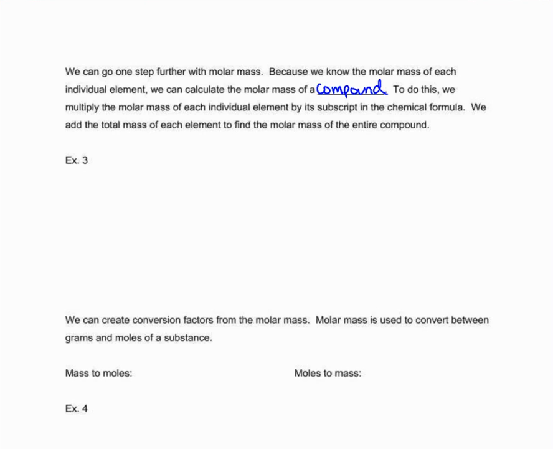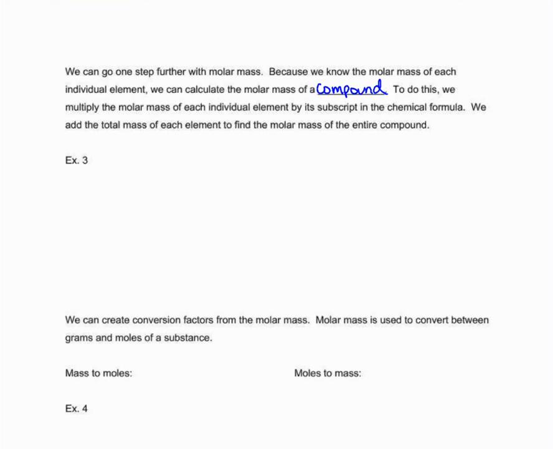So here's what we know. We know a chemical compound's formula, and we know how much 1 mole of each atom has in mass. We can figure out the mass of the compound. To do this, we multiply the molar mass of each element by its subscript in the chemical formula. Then we add the total mass of each element to find the molar mass of the entire compound.